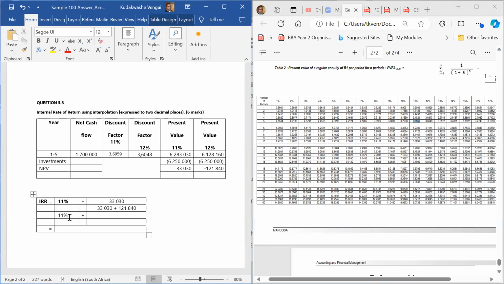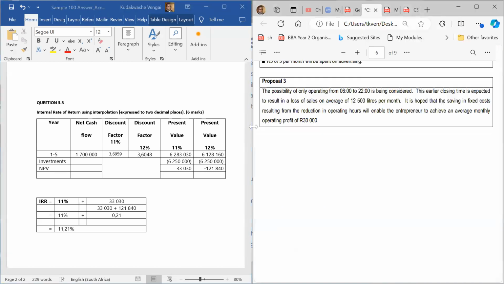Which means it's going to be 11%, and 0.21. And then the final answer is 11.21%. So that's the final answer for the particular question that we were doing.